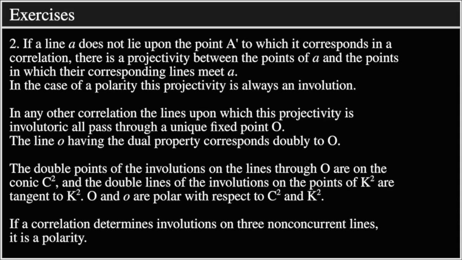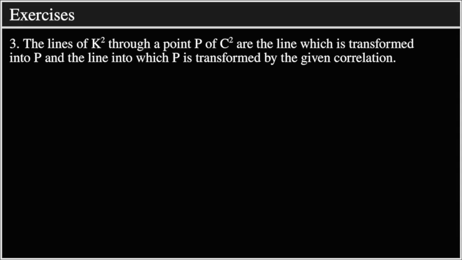The double points of the involutions on the lines through O are on the conic c squared, and the double lines of the involutions on the points of k squared are tangent to k squared. O and O are polar with respect to c squared and k squared. If a correlation determines involutions on 3 non-concurrent lines, it is a polarity. 3. The lines of k squared through a point P of c squared are the line which is transformed into P, and the line into which P is transformed by the given correlation.